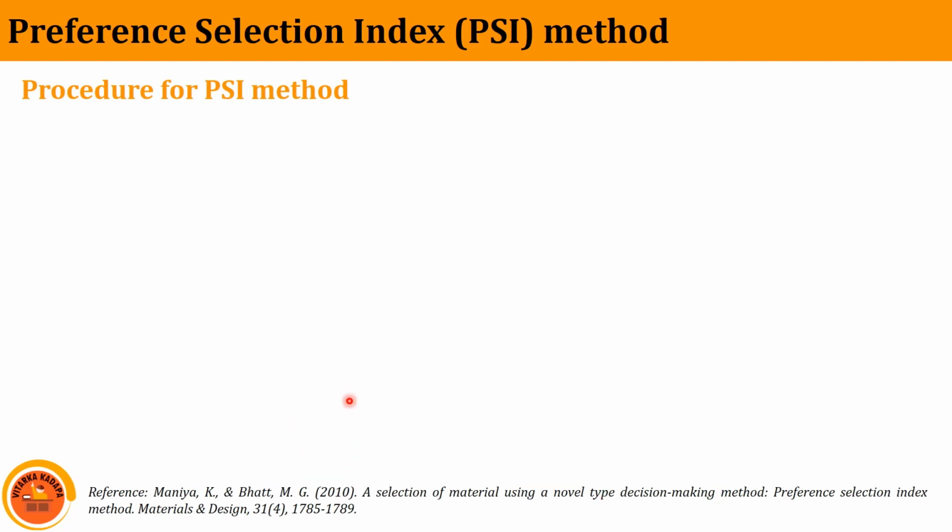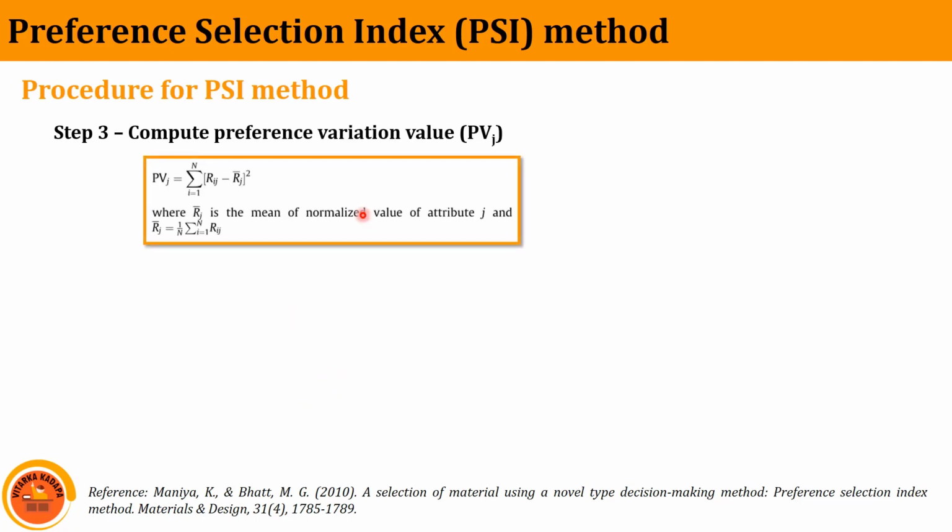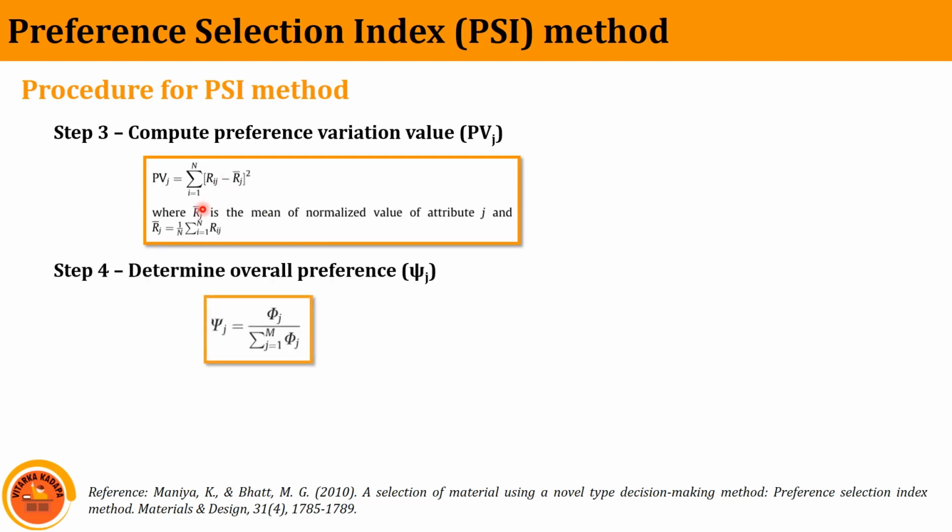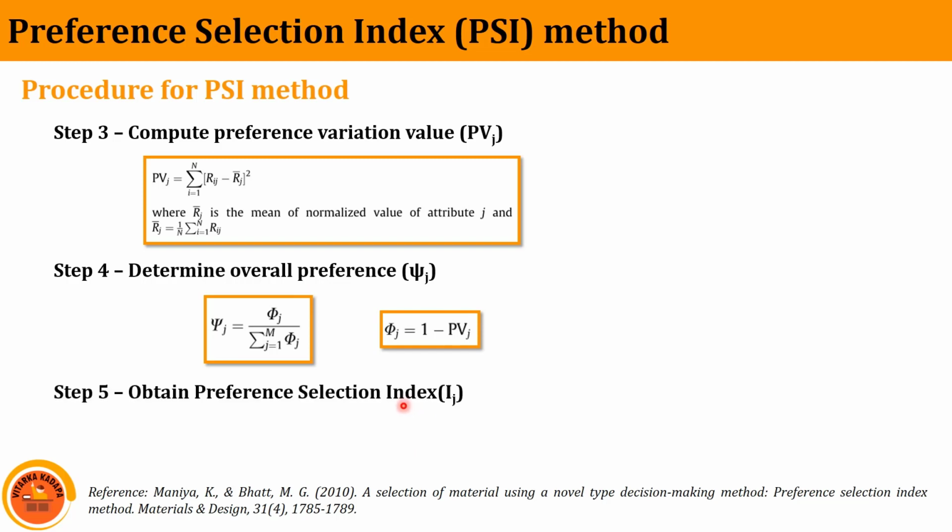Next, step 3 is computing the preference variation value. The preference variation value depends upon the values which we got from the second step, and we estimate it by using this particular formula. Step 4 is determining the overall preference. Using these overall preference values, we can also estimate the weights. After that, we obtain the preference selection index. Based on these preference selection index values, we rank our alternatives.